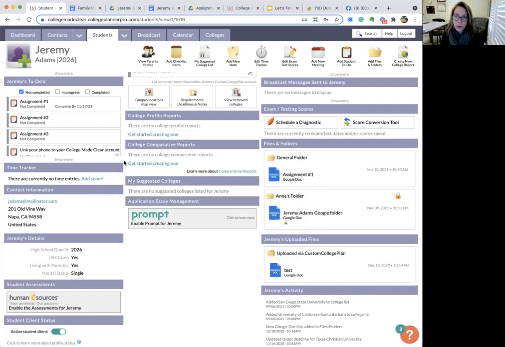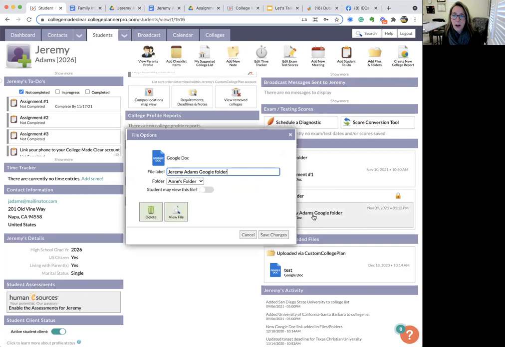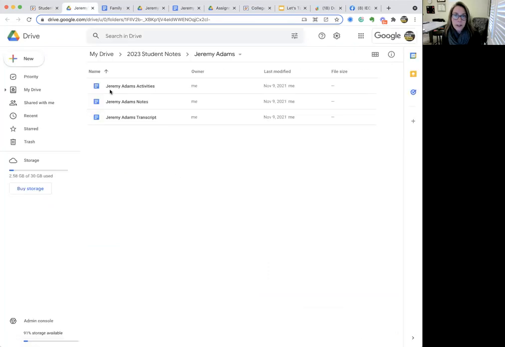I also keep my notes in a general folder here called Anne's folder. And in the same way that I've linked a Google folder or a Google Doc for Jeremy to do his assignment, I have created a Jeremy Google folder for my own notes. And I've made it so that the student cannot view this file, but I've linked a Google Doc. And so it sits out on my Google Drive. And here it is, Jeremy Adams, his activities. So I like to have one list of all the activities that Jeremy's been doing. And I keep notes on what he tells me about them. So later I can use those as prompts to help him fill out his Common App activities.